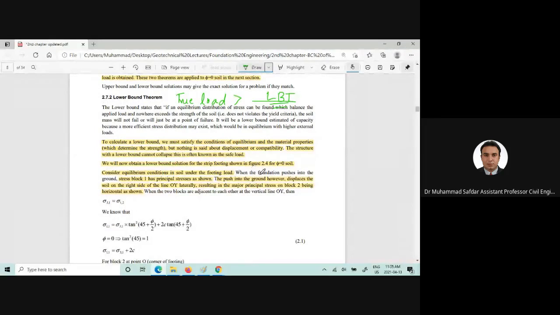Here it is important that for the lower bound, the initial estimate was obtained for the strip footing and for phi equal to 0 condition. So it's a very simple explanation of how researchers reached the estimation of the bearing capacity of the soil.